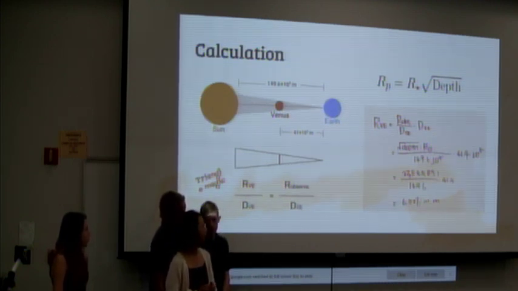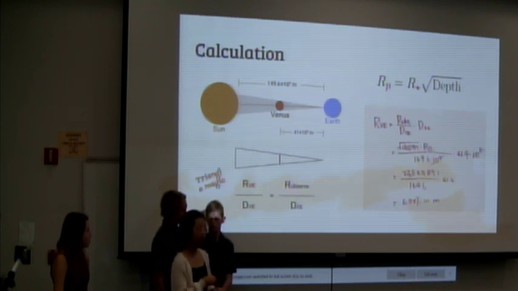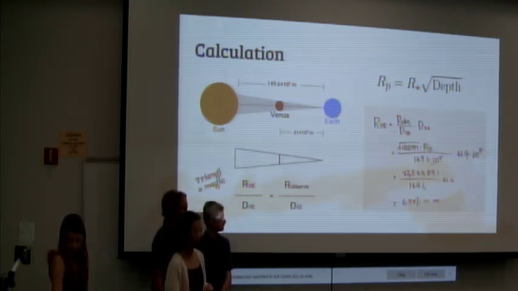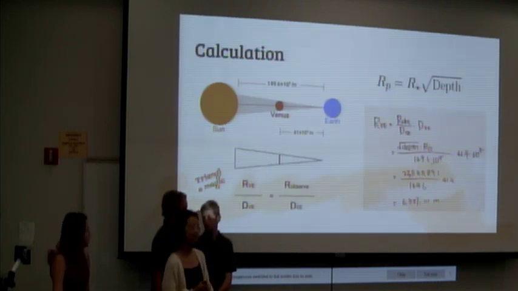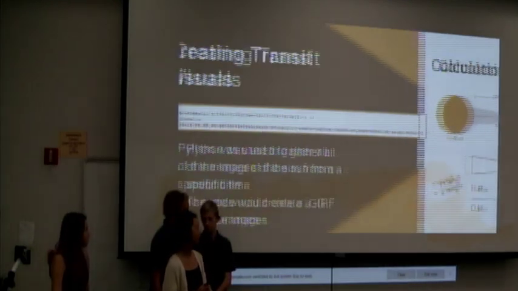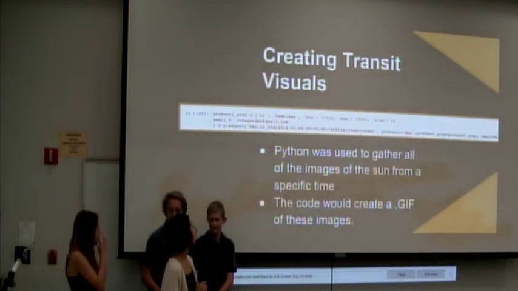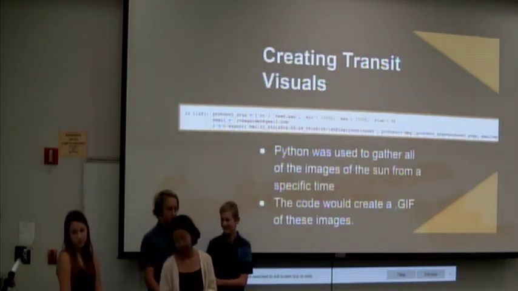Meters. So this we compared with the actual size of the Venus radius. Mercury, right, was being 10%. It's not Mercury. Oh, okay. So we created transit visuals.